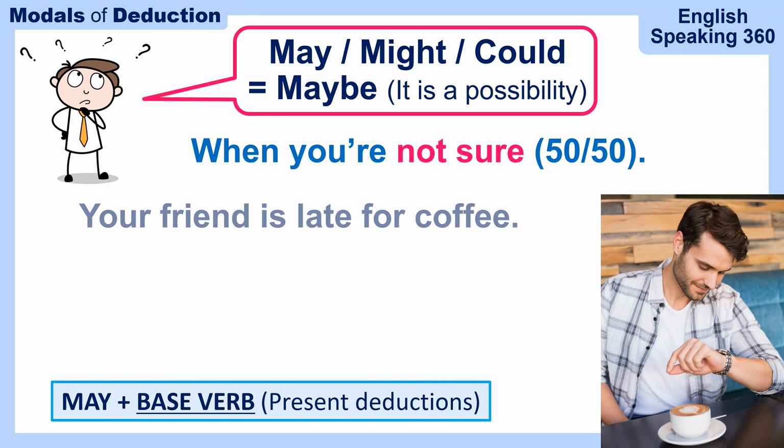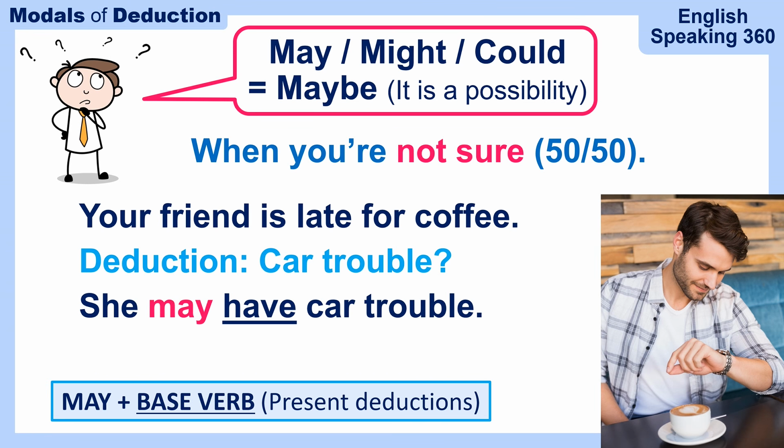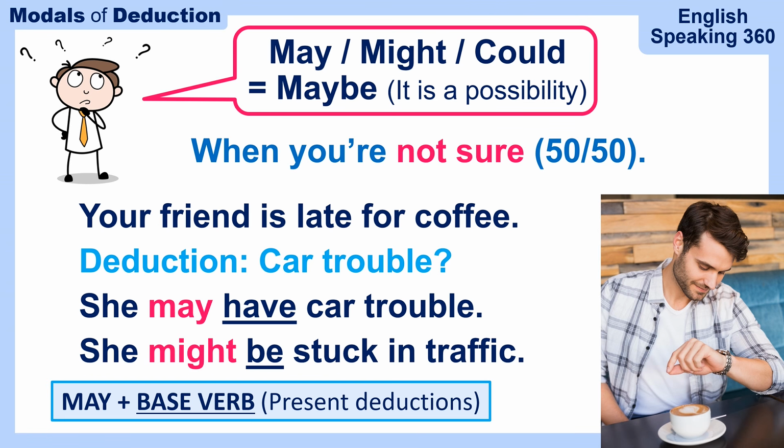Here's another example. Your friend is late for coffee. What is your deduction? There are many possibilities in this case, right? So maybe you think, car trouble? It's possible. So you can say, she may have car trouble. That's possible, 50-50, but you could also say she might be stuck in traffic. That's another possibility. So you see here, once again, the base verb, she may have car trouble. It's not the verb to be in this case. But in the second example, we use the verb to be because the expression is to be stuck in traffic. She might be stuck in traffic.